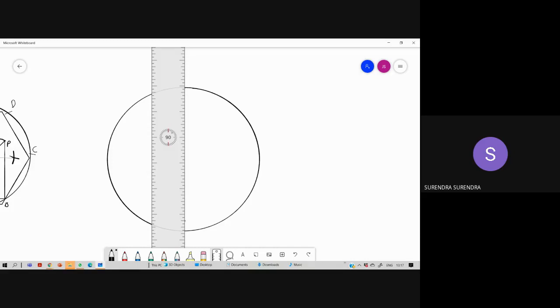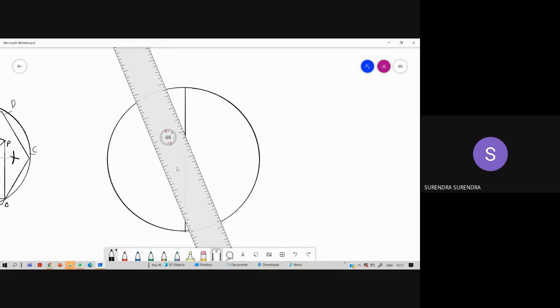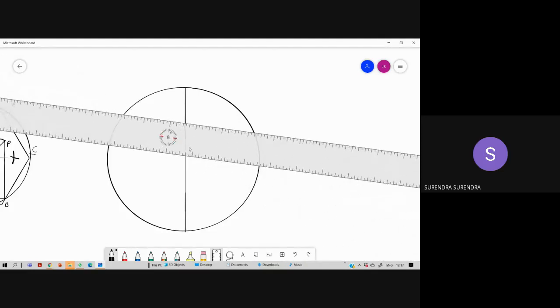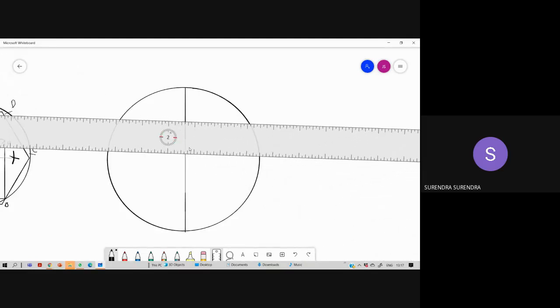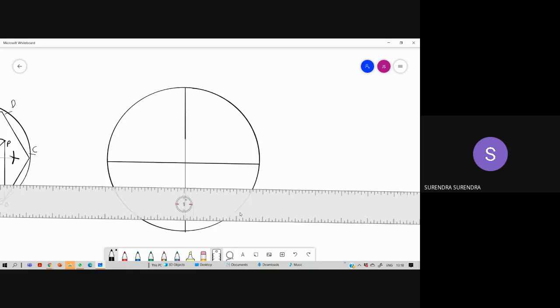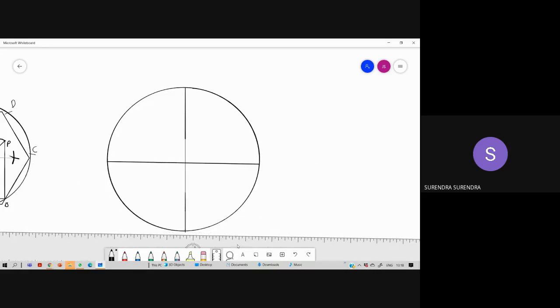So first, draw the vertical diameter line. And next, one horizontal diameter line. This is common for both, either if you want to divide the circle into 8 equal divisions or 12 equal divisions. First draw the two diameter lines. Now the circle is divided into 4 equal parts.